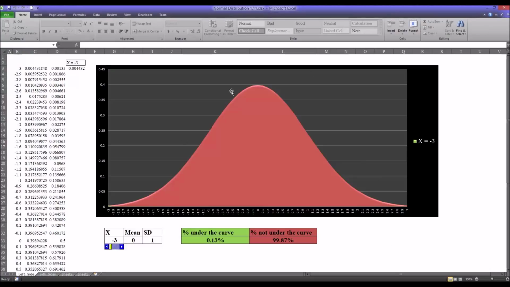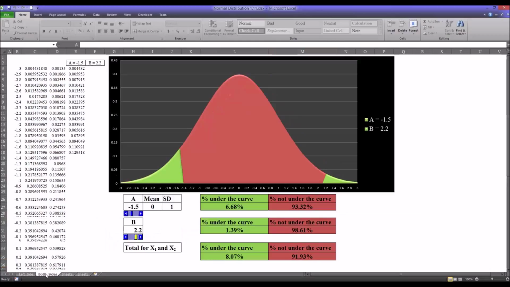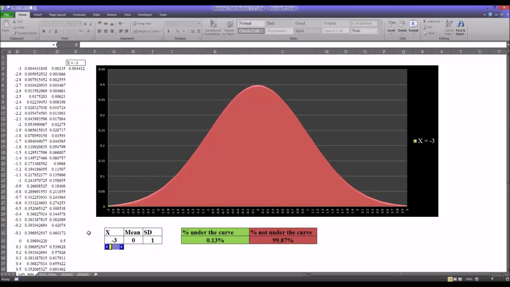I have on the screen an Excel worksheet that offers a graphical illustration of a standard normal distribution. And I'm going to make this available to you on Blackboard. I'm also going to show you how it works here for the left side of the distribution and also both sides of the distribution to calculate the area under the curve.